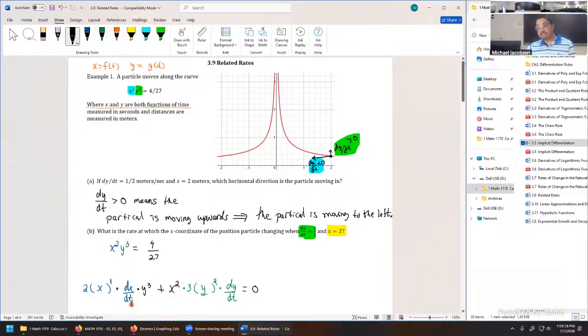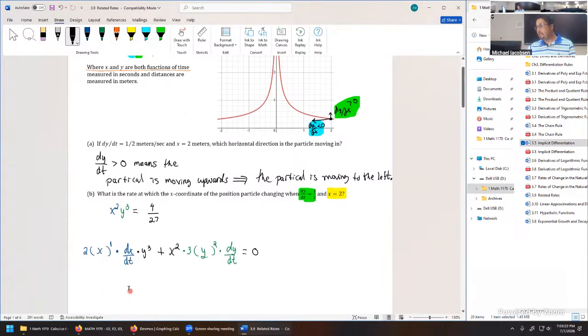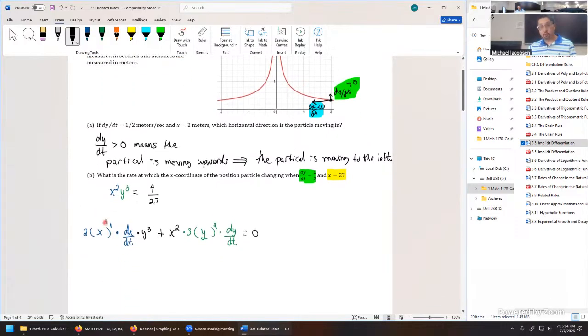And we can definitely do that in this equation. We have just about all the information we need. Let's maybe start by simplifying the equation a little bit more. This would read as 2x y cubed dx/dt plus 3x squared y squared dy/dt equals 0.